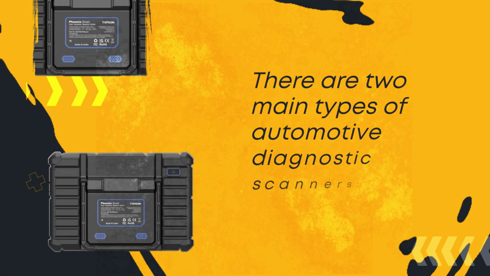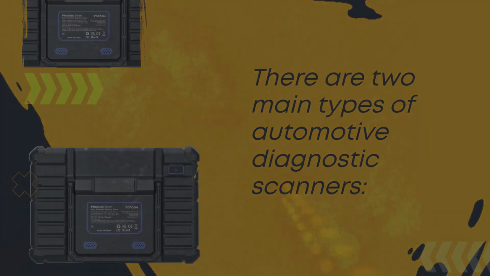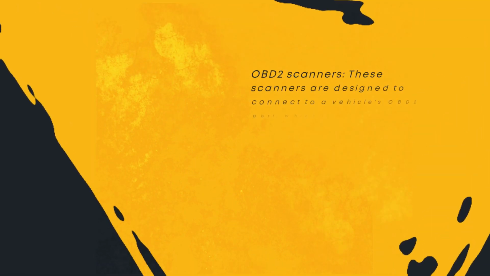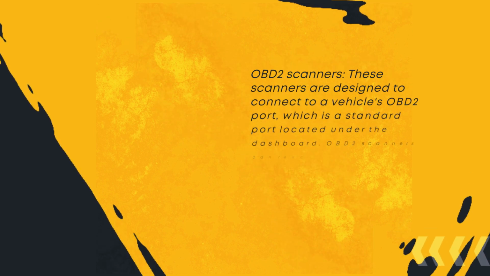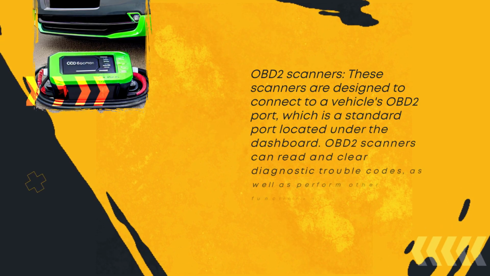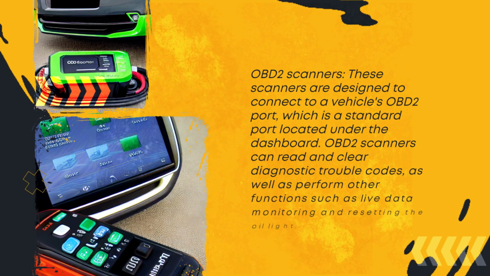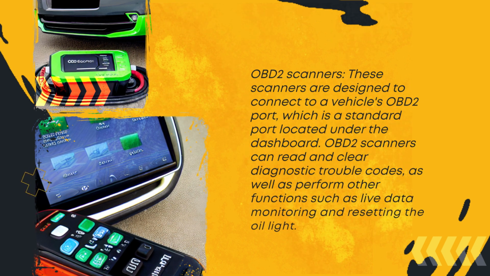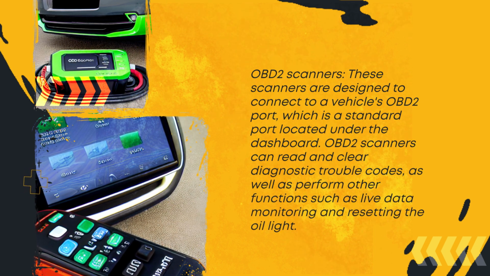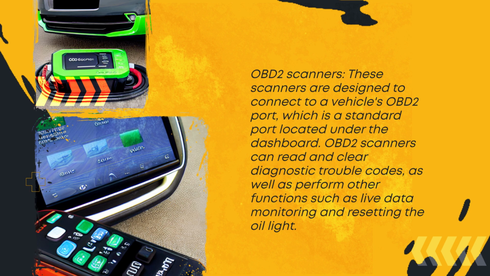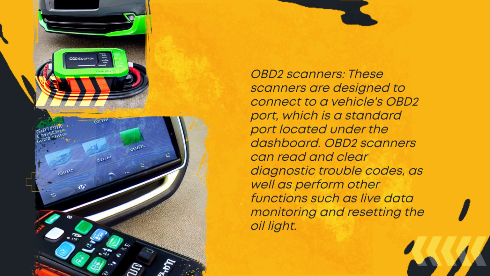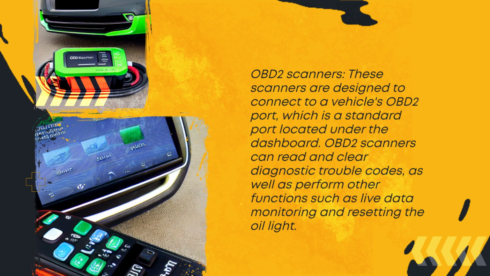Types of automotive diagnostic scanners. There are two main types of automotive diagnostic scanners. OBD2 scanners. These scanners are designed to connect to a vehicle's OBD2 port, which is a standard port located under the dashboard. OBD2 scanners can read and clear diagnostic trouble codes, as well as perform other functions such as live data monitoring and resetting the oil light.